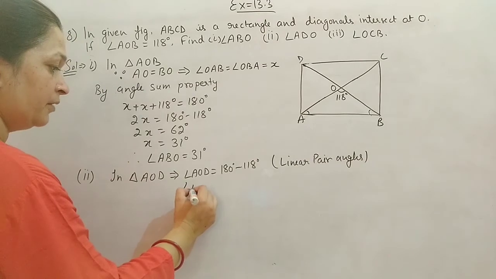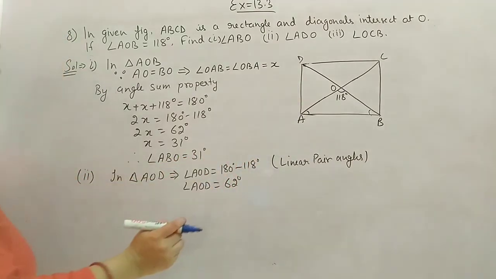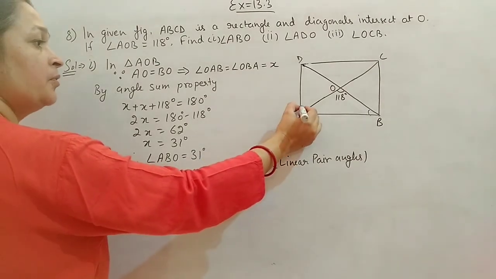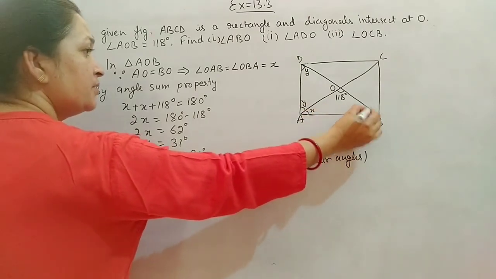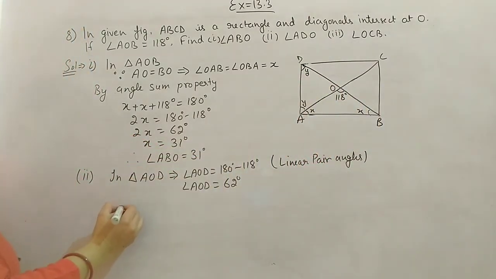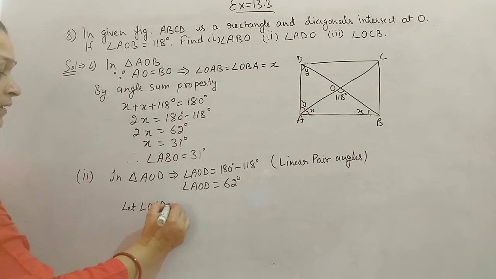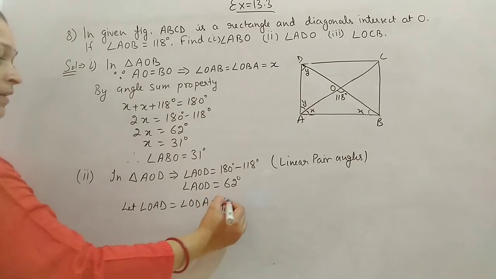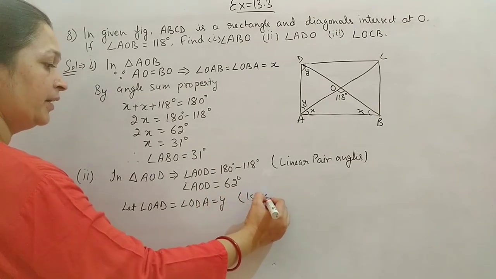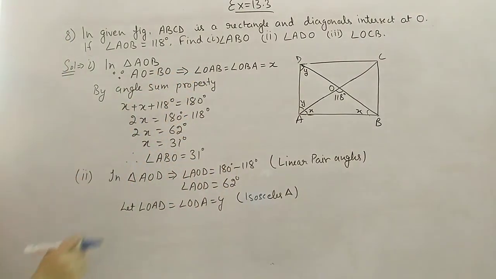So it will come equal to 62 degree. Now again we can use angle sum property here in this triangle. Suppose this is y and then this also will be y, because it is an isosceles triangle. So let angle OAD is equal to angle ODA equal to y. Reason you can write here isosceles triangle, or same reason you can give like this also.